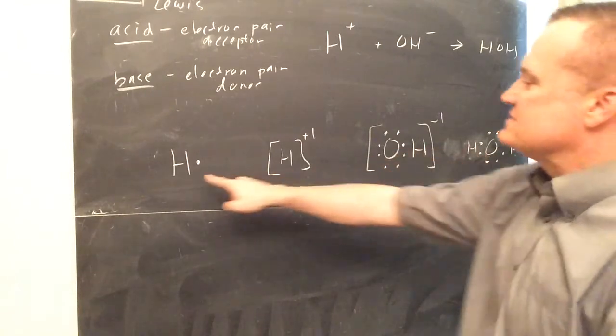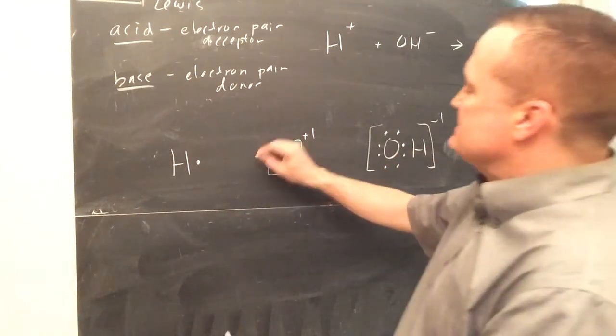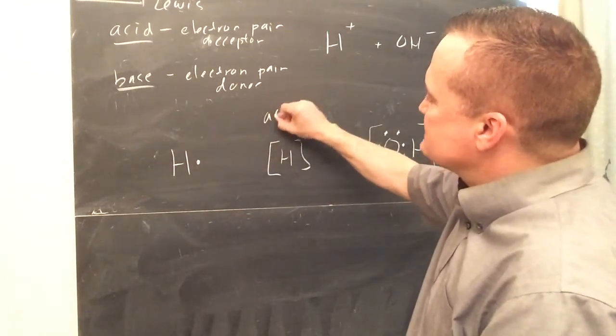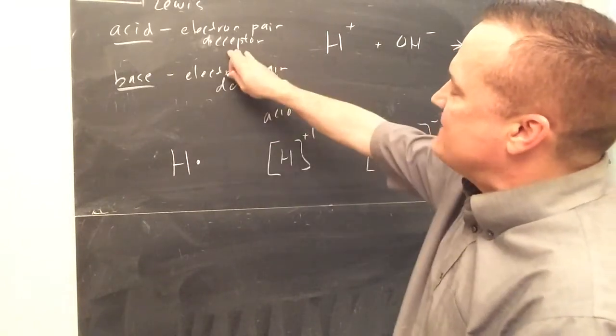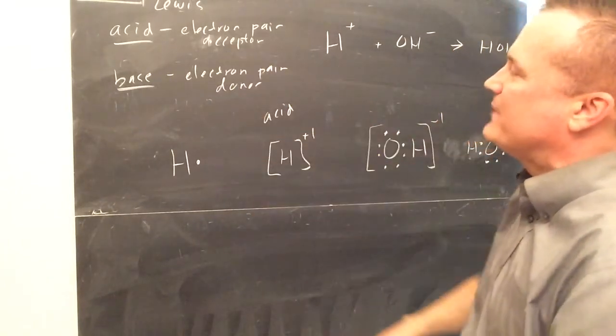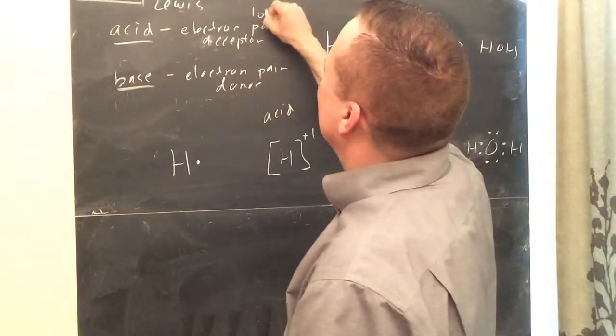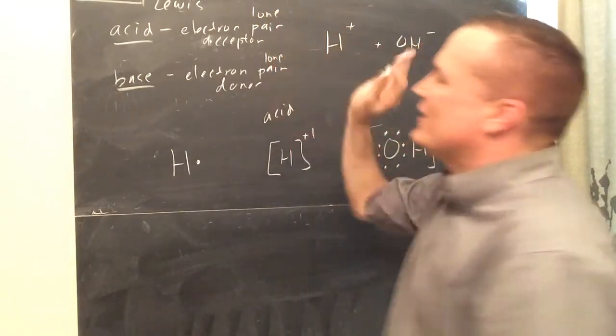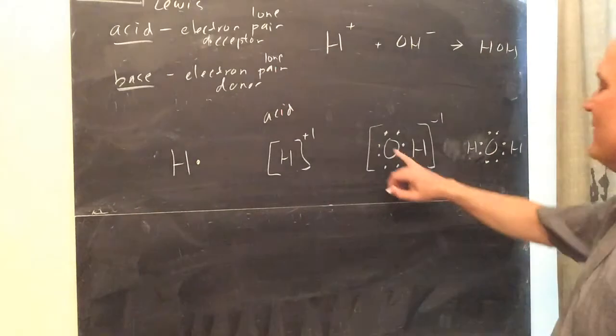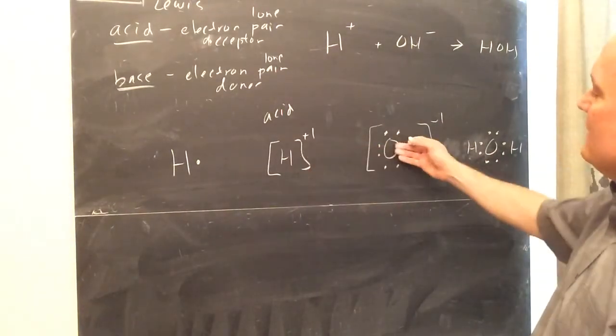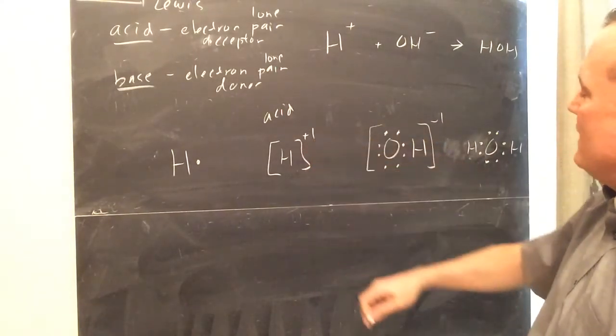So H plus is the acid because it receives an electron pair, a lone pair. Maybe I should call it lone pair. Electron lone pair acceptor and lone pair donor. This donates the lone pair. It uses these two electrons and now makes a bond. It becomes the bond.